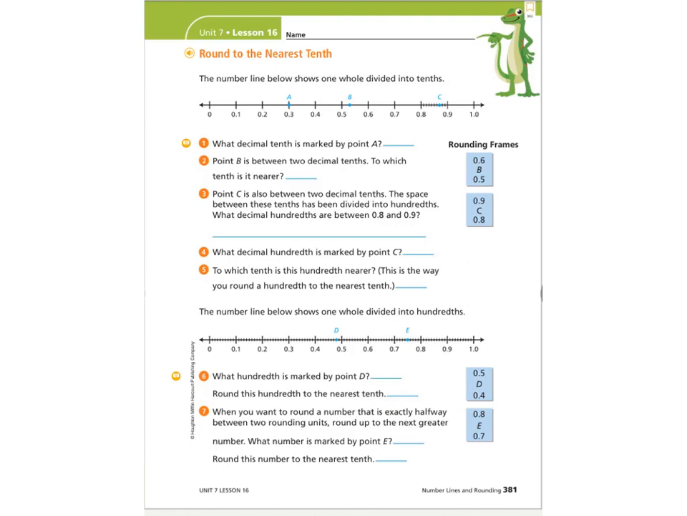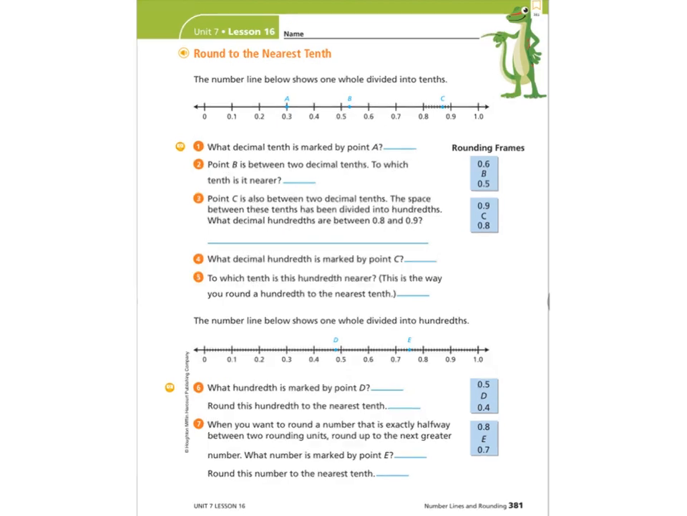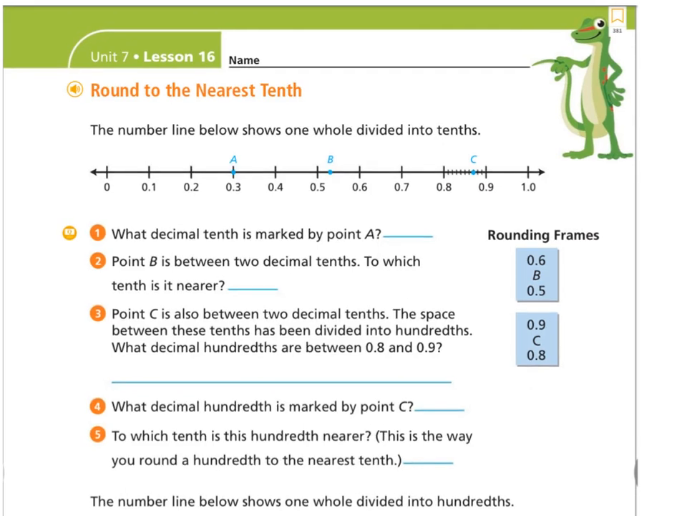Yesterday, we looked at number lines, and we used number lines to help us order fractions from least to greatest and greatest to least. Today, we're going to be using number lines to help us round. Let's look at this first example here, starting with rounding to the nearest tenth. Number 1 says, what decimal tenth is marked by point A?